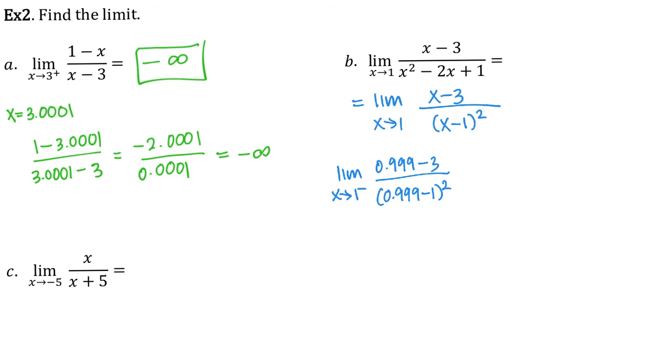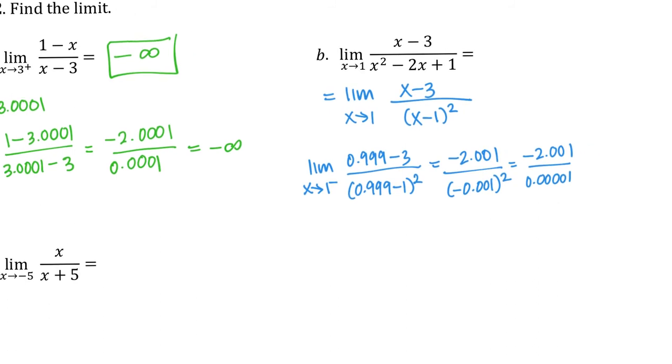Okay, 0.9999 minus 3, negative 2 point something. And then in the denominator, I have negative 0.001 squared. Which is going to give me a negative 2 point something. Now, if I do negative 0.001 and I square it, I'm going to get 0.000, I don't know how many zeros there are. Actually, there's 4. 1. So negative 2 divided by positive 0 is going to give me negative infinity.